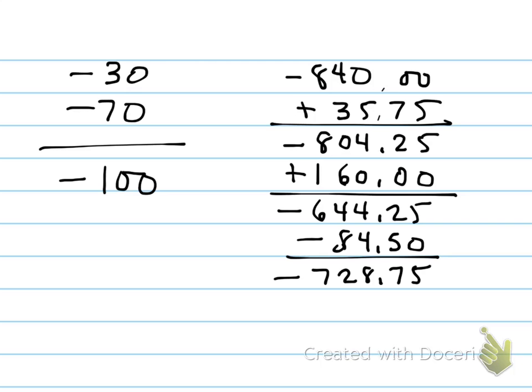Okay. And 2 more purchases of $10 each. Can we just say 20? Minus 20. Good. That's what they were going to try to catch you with. Which gives us negative $748.75. Plus, and then she makes a payment of $500.